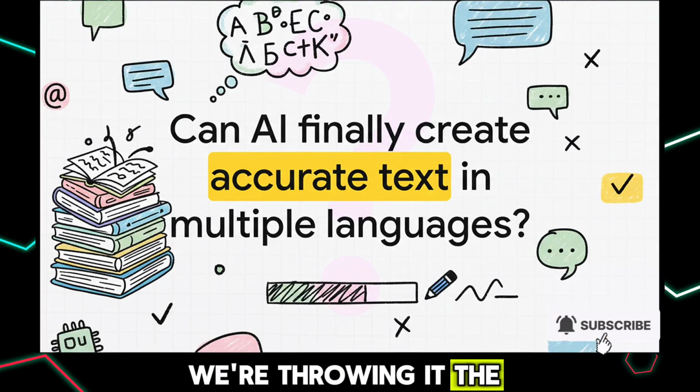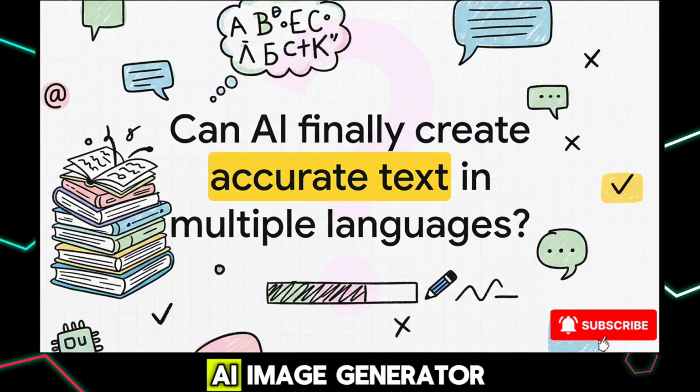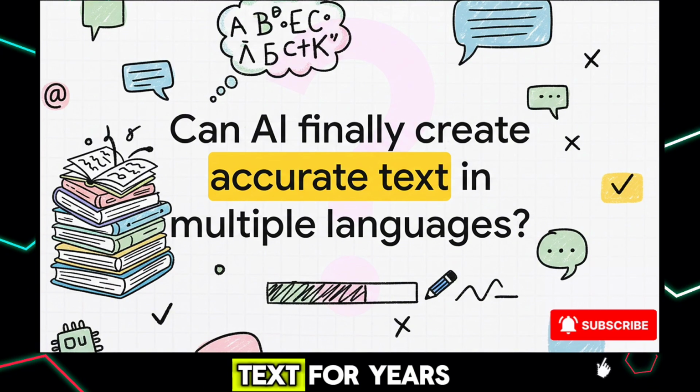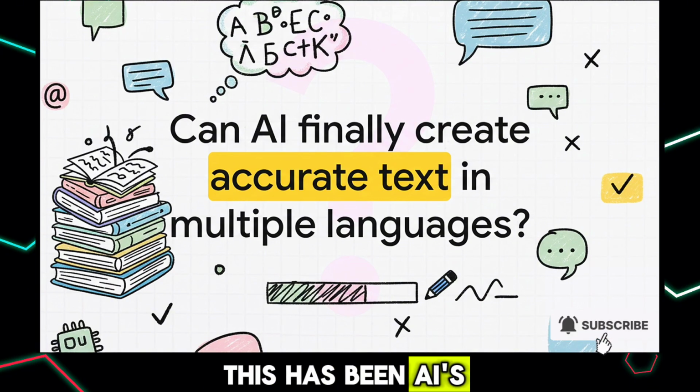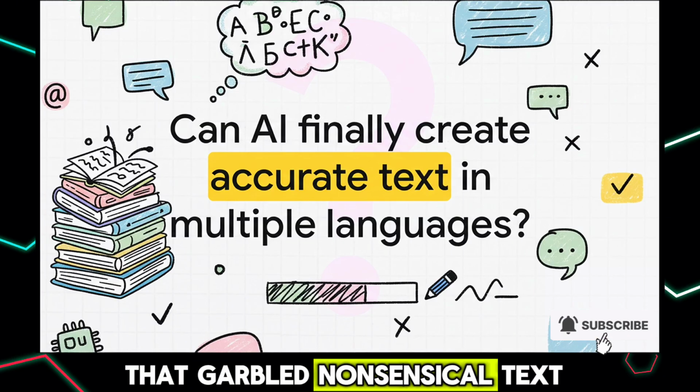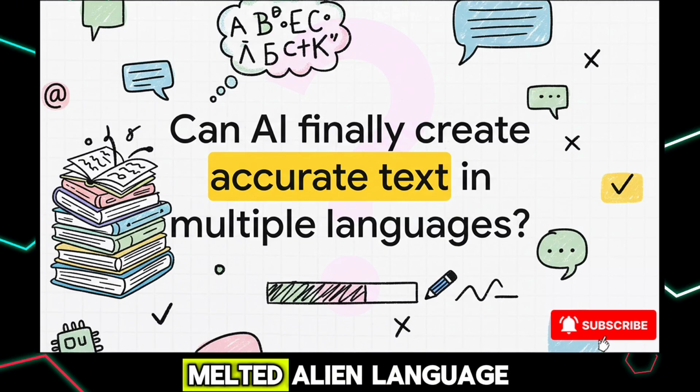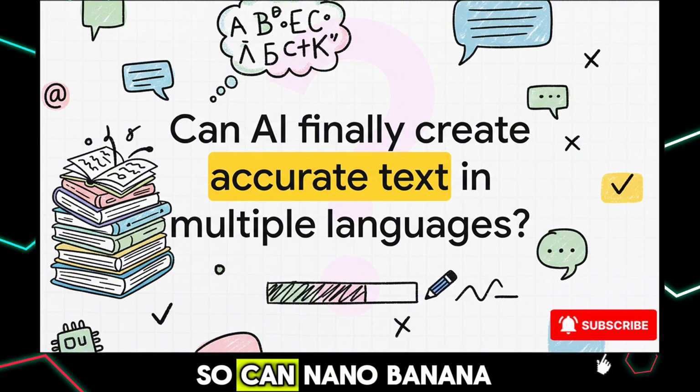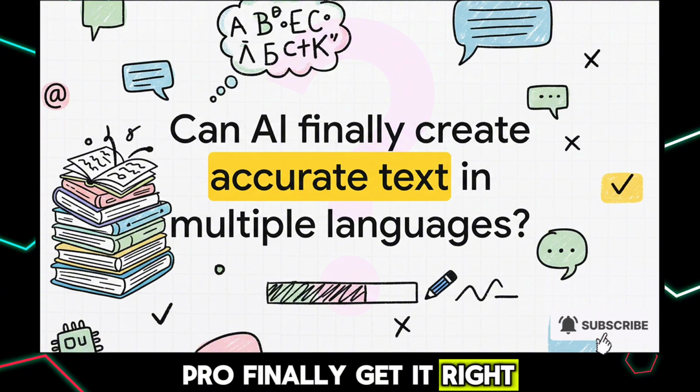First up, we're throwing it the ultimate curveball for any AI image generator: text. For years, this has been AI's Achilles heel. You know what I'm talking about, right? That garbled, nonsensical text that looks like a melted alien language. So, can Nano Banana Pro finally get it right?